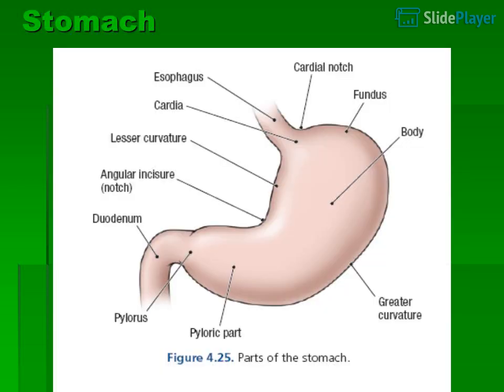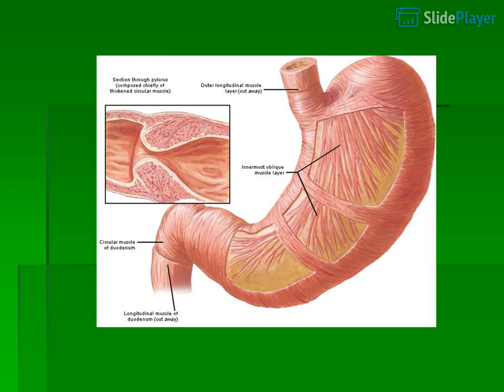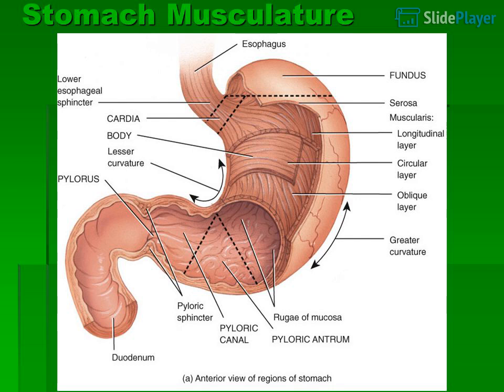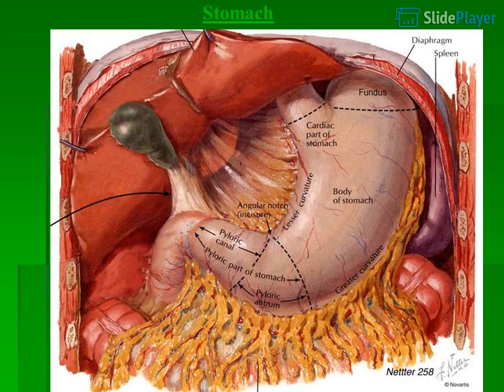Stomach. The muscular wall: the outer longitudinal layer, the intermediate circular layer, and the innermost oblique layer. Stomach musculature. Mucous membrane: rugae. Stomach.